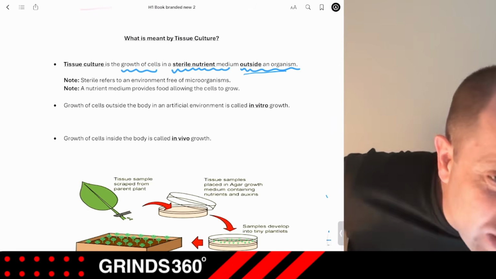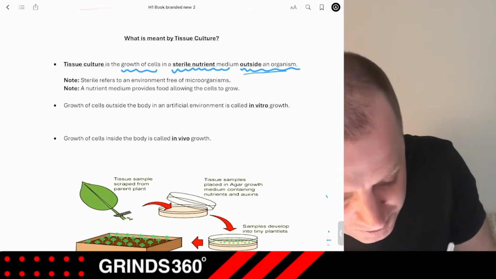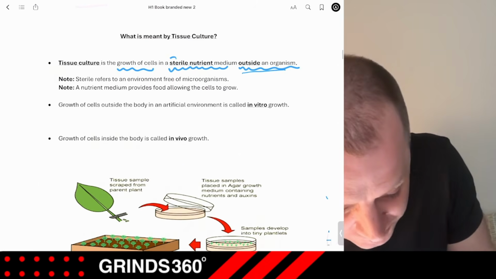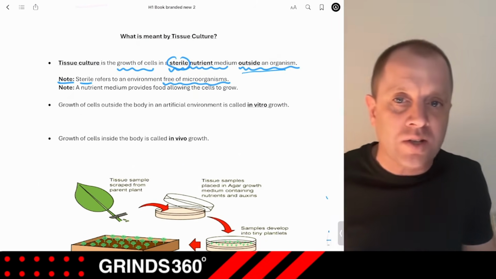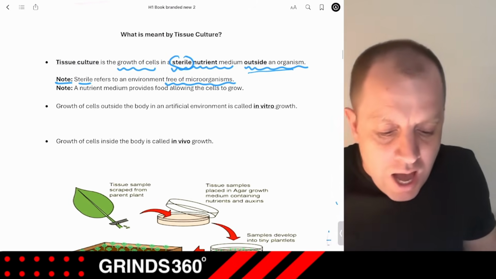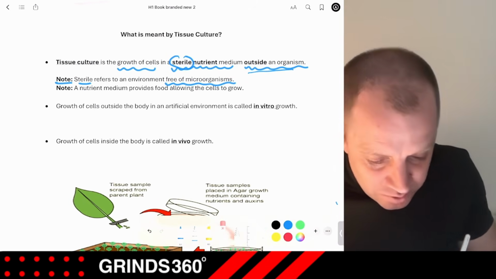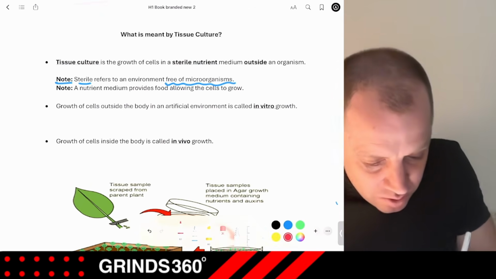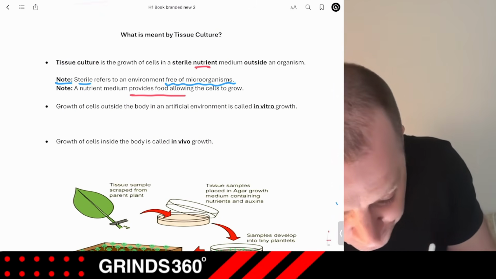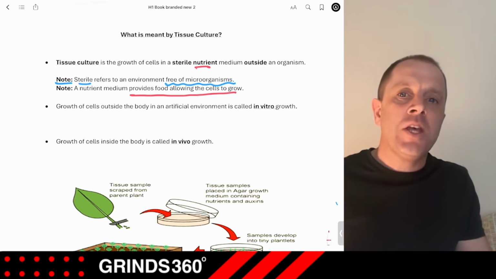So, what do we mean by the word sterile? Sterile means free of microorganisms. You need to know that. And you'll see the other term here, sterile nutrient medium. The nutrient is the food that we provide the cells with. So that's what we mean by that.